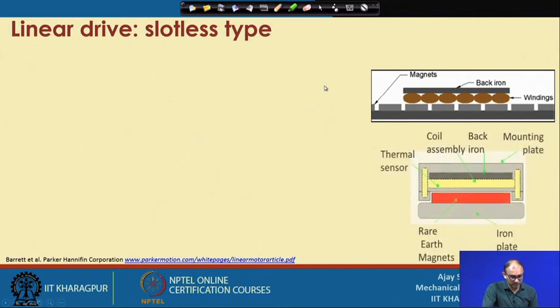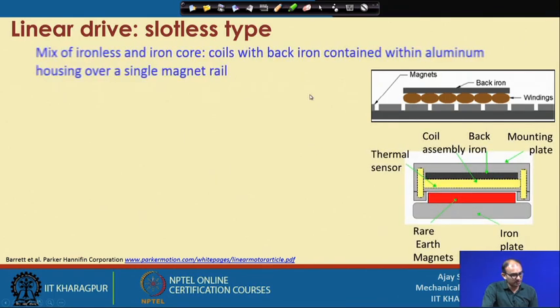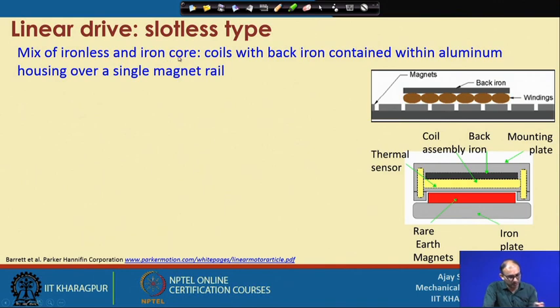Then the last one is the slotless wire. This is actually a mixture of the ironless and iron core. Whatever you get in the earlier two cases, you get both here. The coil with a back iron is contained within the aluminum housing over a single magnet. Here you are using a single rail, similar to the first case, and your winding is similar to the second case, the ironless or air core type, and the whole thing is fixed within the aluminum housing. So, you can secure it much better and avoid some other problems.